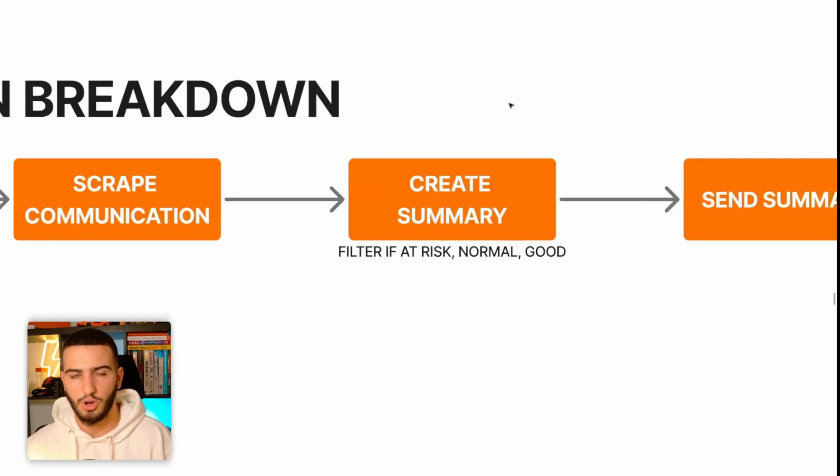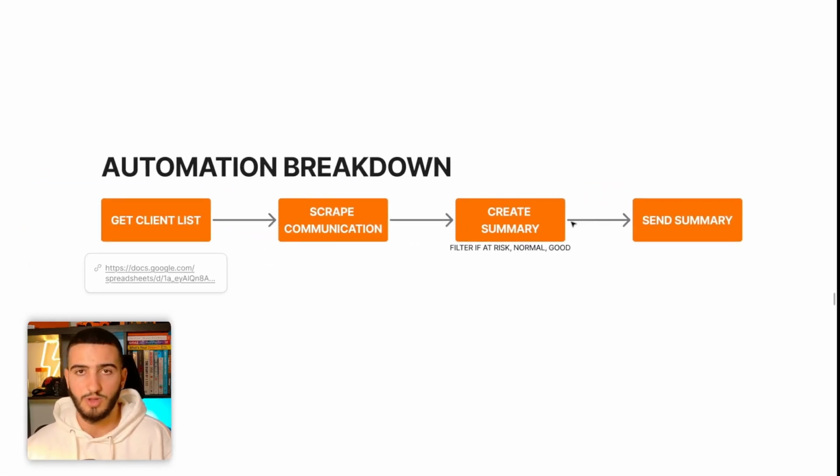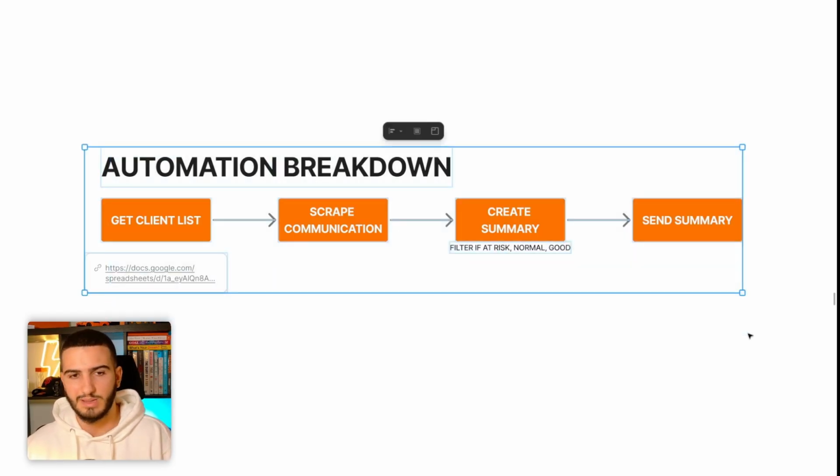And in this prompt over here, we're going to ask the AI to basically filter it for us, depending on whether they're at risk, if they're normal, if they're doing good. So have a very, very clear summary for the CSMs. And very lastly, we're going to send the summary to someone and hopefully hold them accountable to using that as ammo to be proactive. And this is literally a 4-step plan. This is super, super simple.